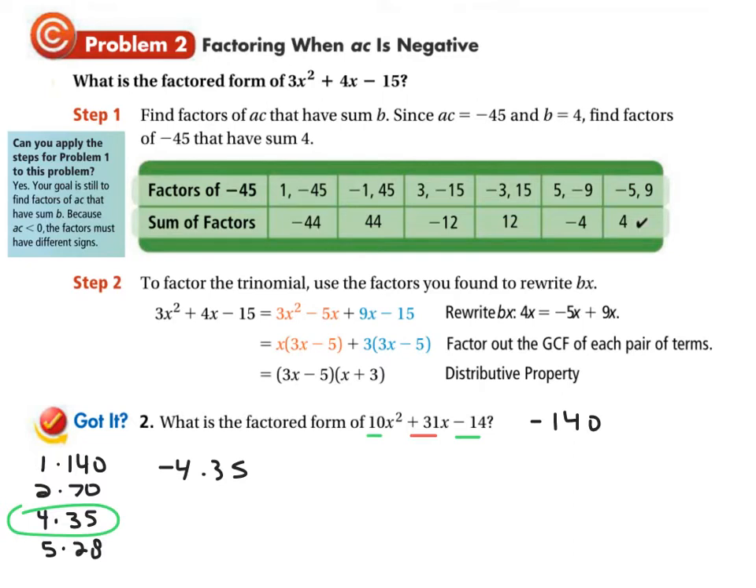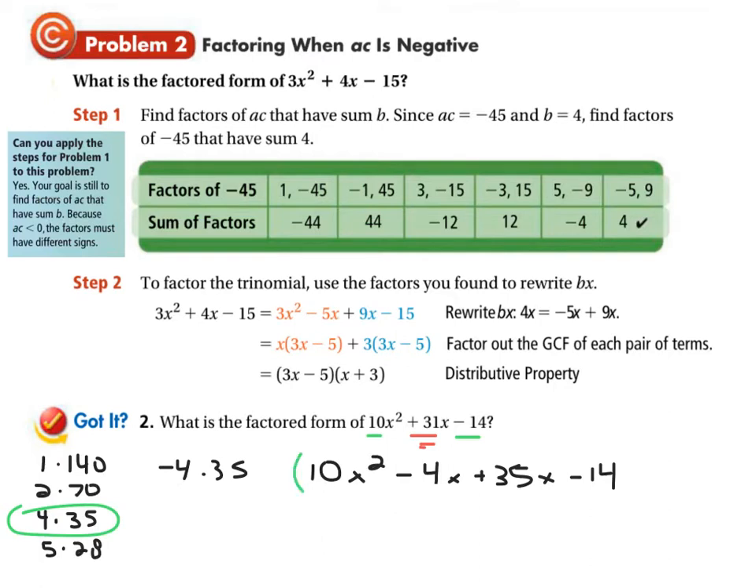Okay, so we write our original trinomial, 10x squared, but for the middle term, 31x, we're going to write it as negative 4x and positive 35x, which hopefully you can see add together to be this right here. And finally, we've got to put that constant at the end, minus 14. All right, so then what we're going to do is group them.